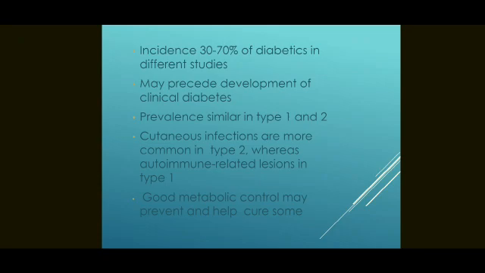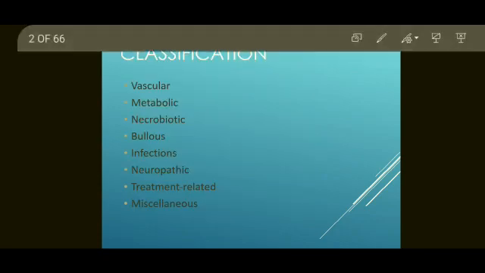The cutaneous manifestations in diabetics are seen in 30 to 70% of patients and may precede the development of clinical diabetes. Prevalence is similar in type 1 and type 2 diabetes, though cutaneous infections are more common in type 2, whereas autoimmune related cutaneous manifestations are more common in type 1 diabetes. Good metabolic control may prevent and may help to cure some of the manifestations.